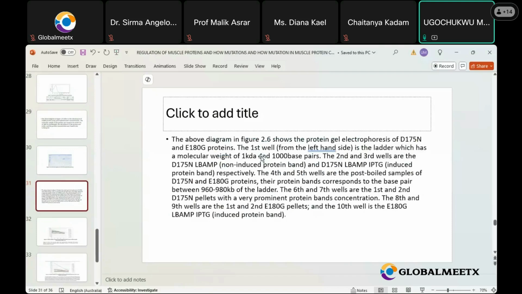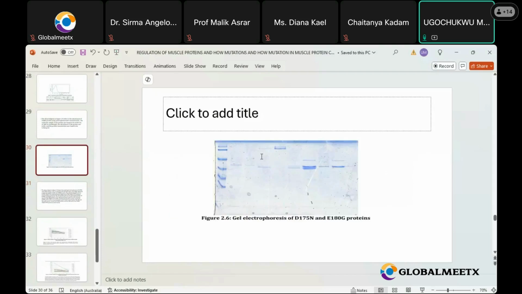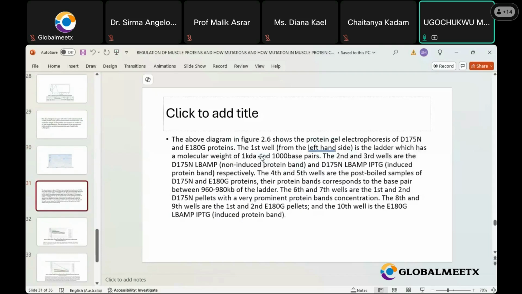The first well from the left-hand side is the ladder, which has a molecular weight of 1 kilodalton and 1000 base pair, as can be seen on the ladder. The second and third wells are the D175N, which serves as non-induced protein band, and D175N, which serves as induced protein band, respectively.